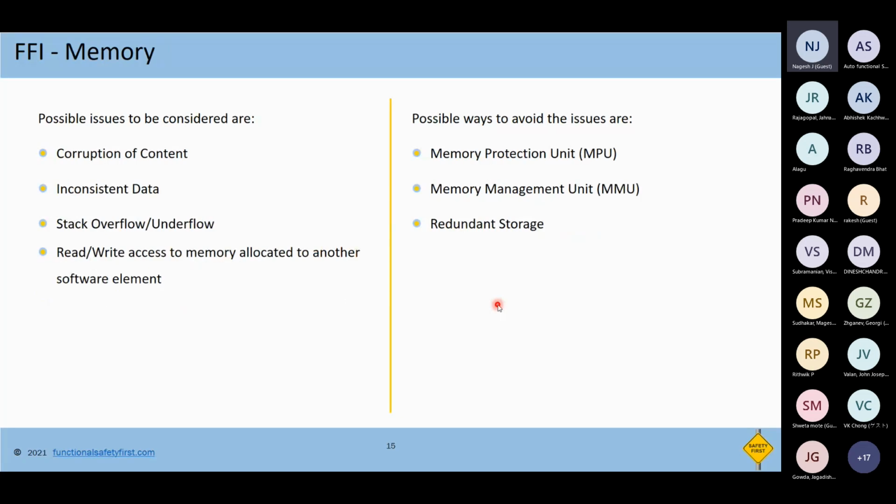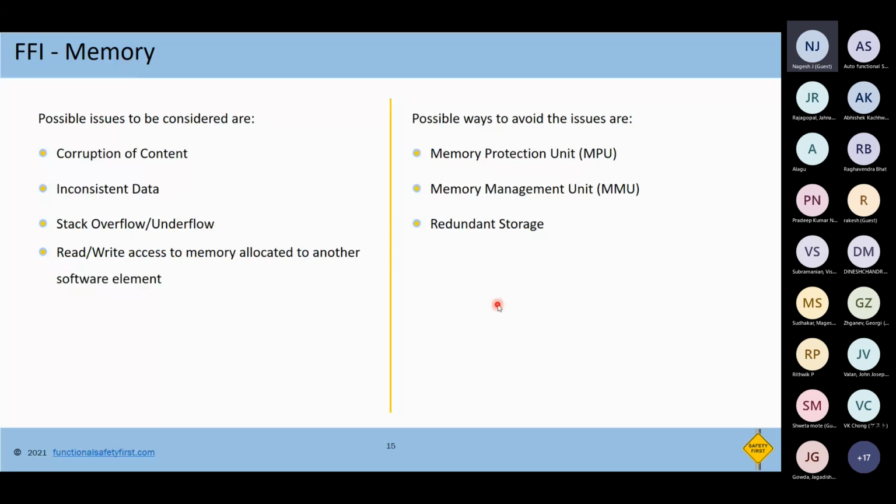Next slide, please, Sridhar. Yeah, so the next aspect is freedom from interference in memory. Here, the possible ways in which potential issues can happen is, again, between your QM software and your ASIL software, where your memory regions are shared.